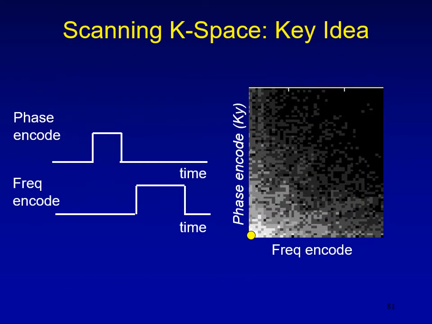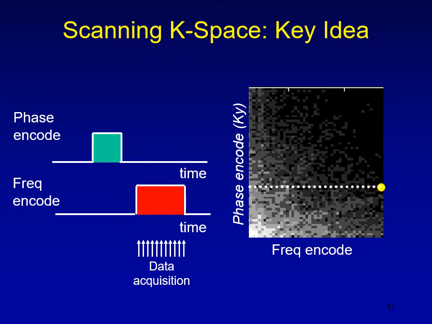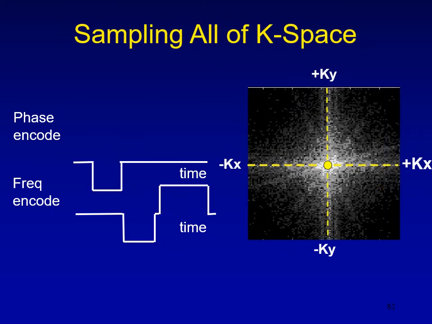What we've seen up until this point is simply an application of a positive lobe to the phase encoding gradient and frequency encoding gradient in the following way. Phase encoding followed by frequency encoding, filling one line in the upper right-hand quadrant of k-space. However, by the application of negative lobes, all quadrants of k-space can be filled, as is illustrated here.